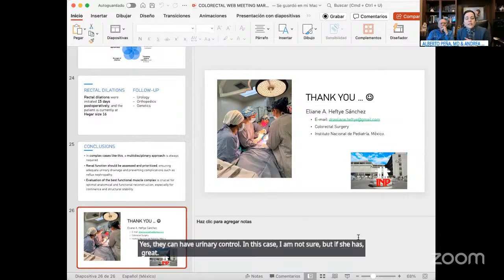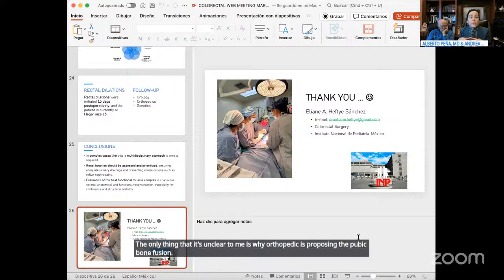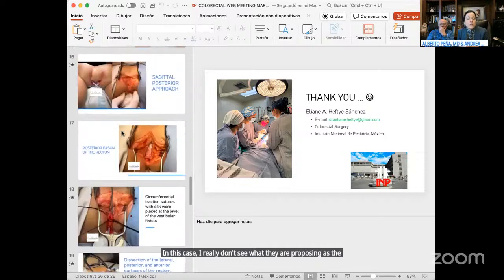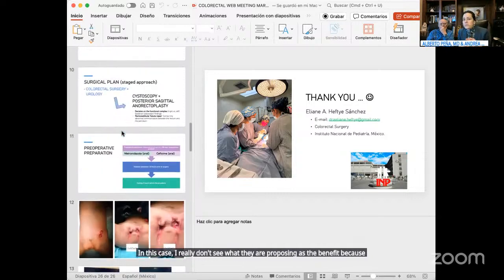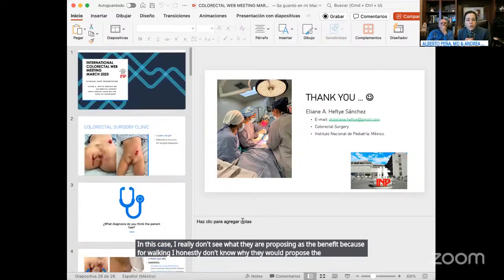The only thing that is unclear to me is why orthopedics is proposing the pubic bone fusion. Because we believe in the benefit of the pubic bone fusion in cases, for example, of bladder exstrophy, in which you need that help just to close the abdomen. In this case, I really don't see what benefit they are proposing, because for walking, I honestly don't know why they would propose the fusion of the pubic bone.